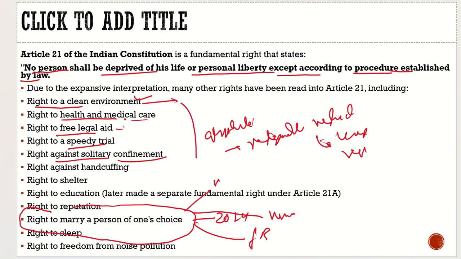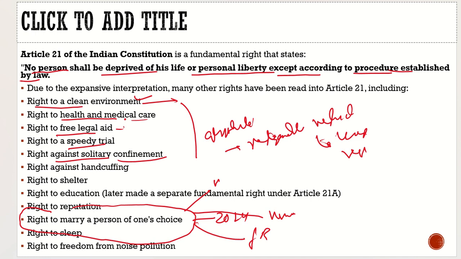Is it absolute? No, it is not absolute. What is the reasonable restriction to it? The reasonable exception or restriction to it is procedure established by law. A law can come in and curb this right of yours. That we will discuss.